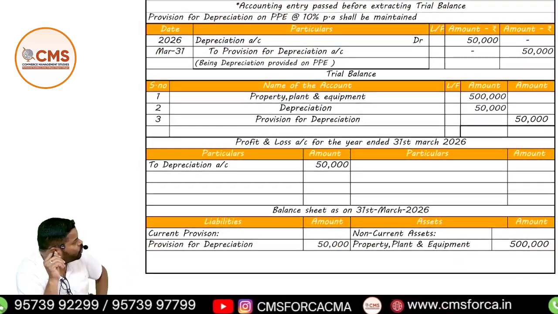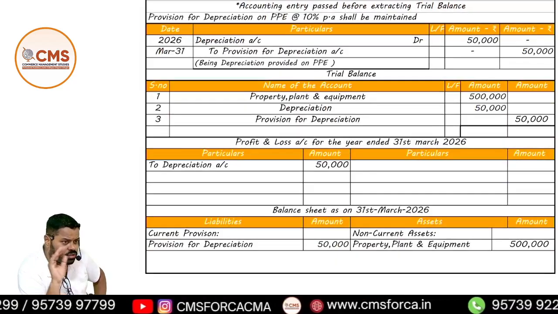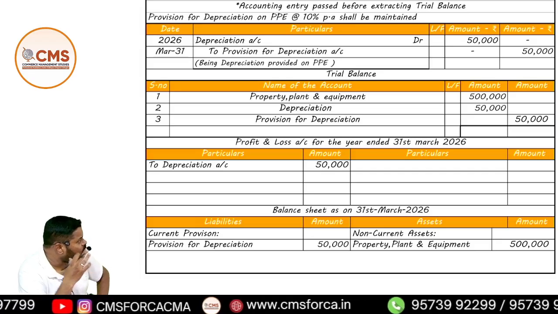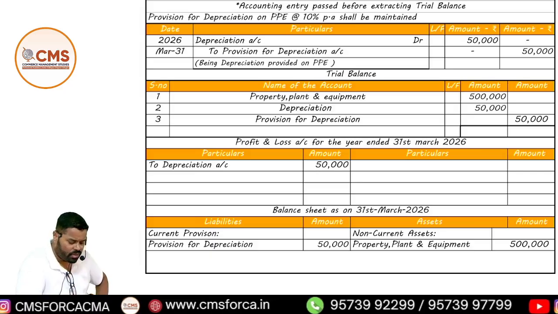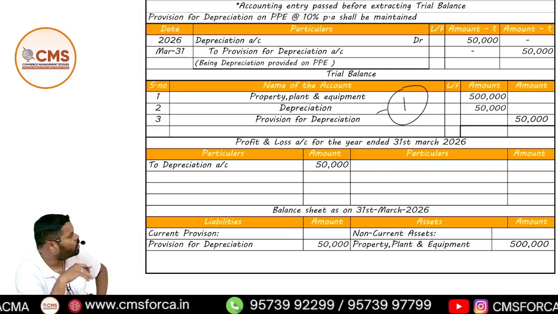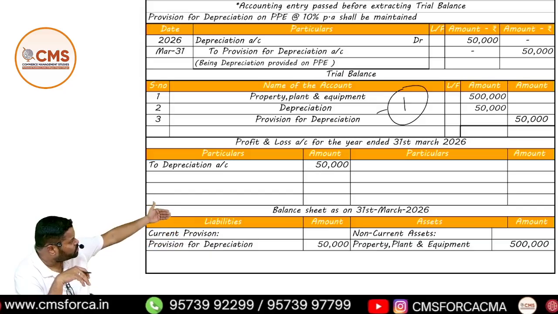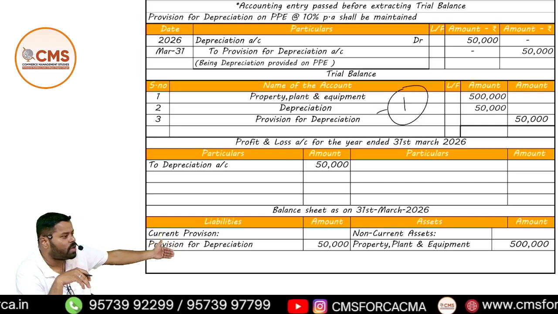But here, look at the thing. Property, plant and equipment, full value, 5 lakhs, no change in that. On the debit side, we are getting an account called depreciation. On the credit side, you are getting a provision for depreciation. And obviously, we know where to write them, because a trial balance item should be recorded only once, right? Where do I write? Property, plant and equipment, balance sheet asset side. Depreciation will go into your P&L account. Provision for depreciation will come and sit in your balance sheet liability side.